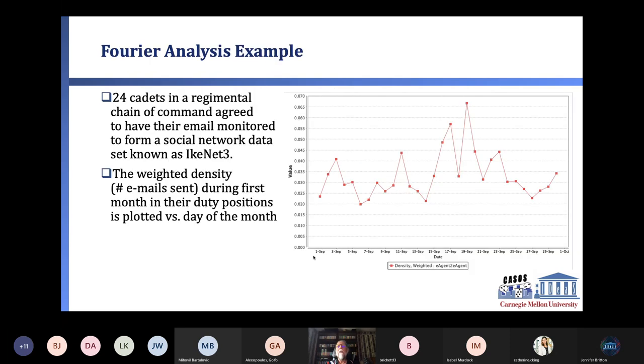All right, let's look at a real example, because the real data is good to look at. Here's a data set called ICNET 3. It's data from 24 cadets in a regimental chain of command. They had their emails monitored as part of a class. And so what we're plotting here is the agent-to-agent emails normalized per day. So this is just showing you how much email traffic happened per day. Clearly something a little unusual is going on out here, right? There's a lot more traffic here. This is 0.7, 0.35, more than 2x more traffic here than back here.